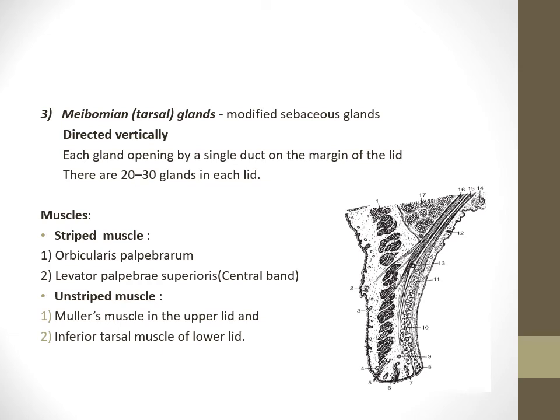Then the muscles which are present in eyelids are the straight muscles, that is orbicularis palpebrarum, and the second is levator palpebrae superioris in the central band. The unstriped muscles are Muller's muscle in the upper lid and the inferior tarsal muscle in the lower lid.